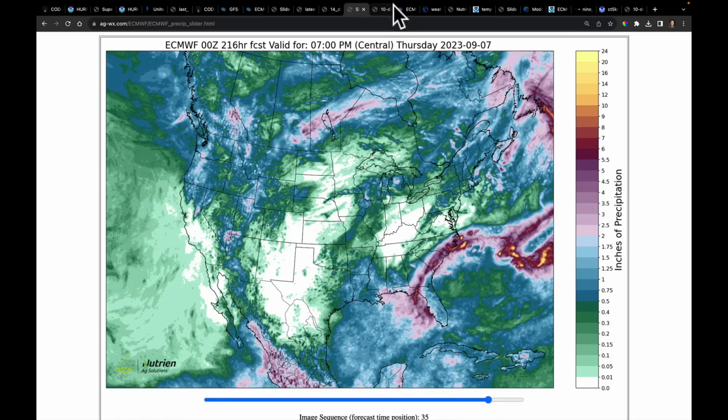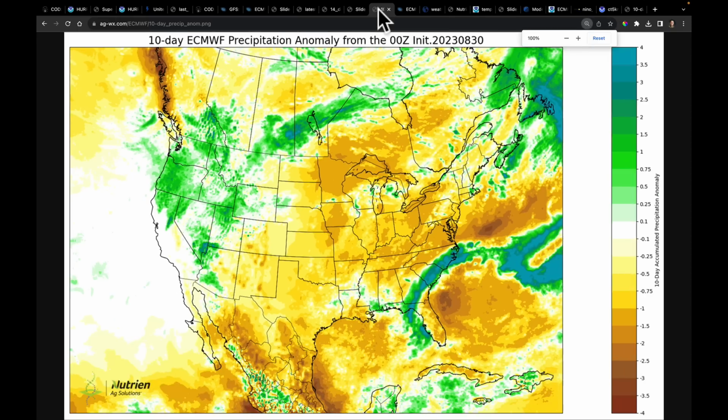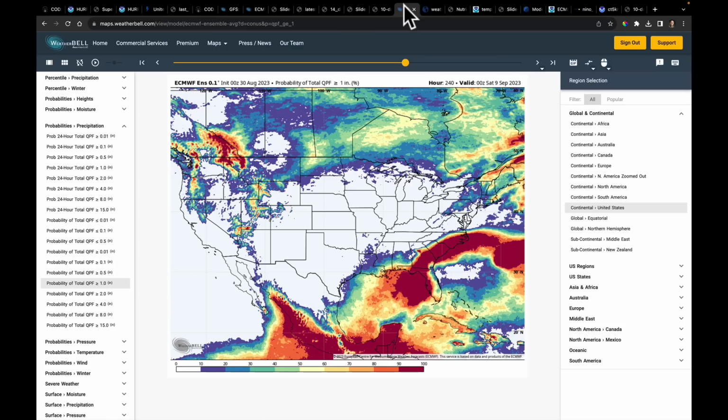So if we just look at the same map and say, just give me the 10 days and compare it to normal, that's what you've got here. So these colors represent wetter, these represent drier. And there's a large section of the country that's left out of this flow that we don't expect to get much precip. We can back that up with some probability maps.